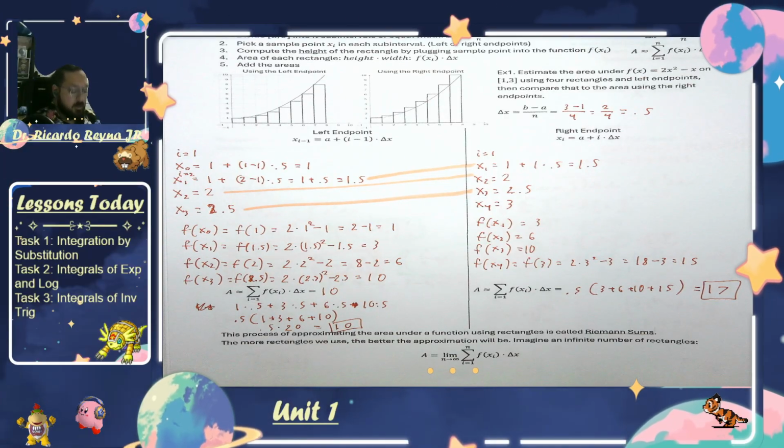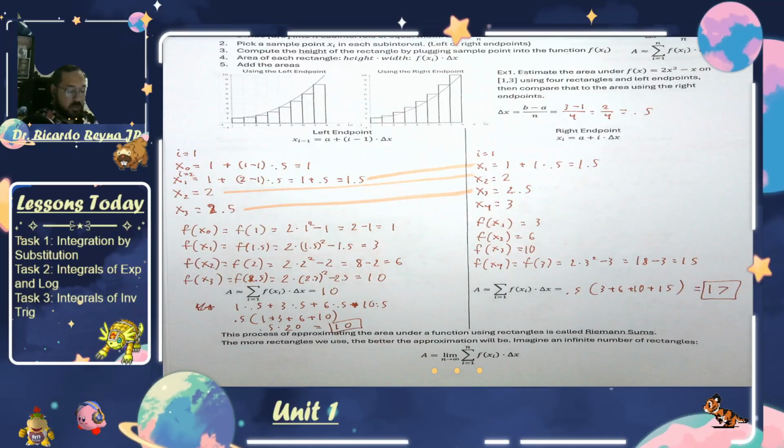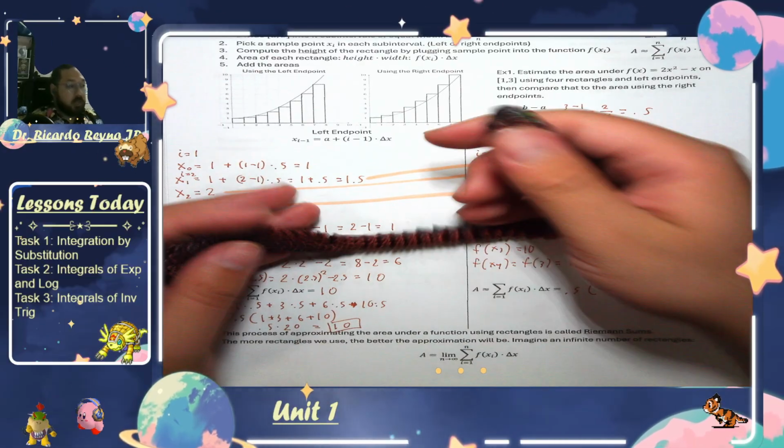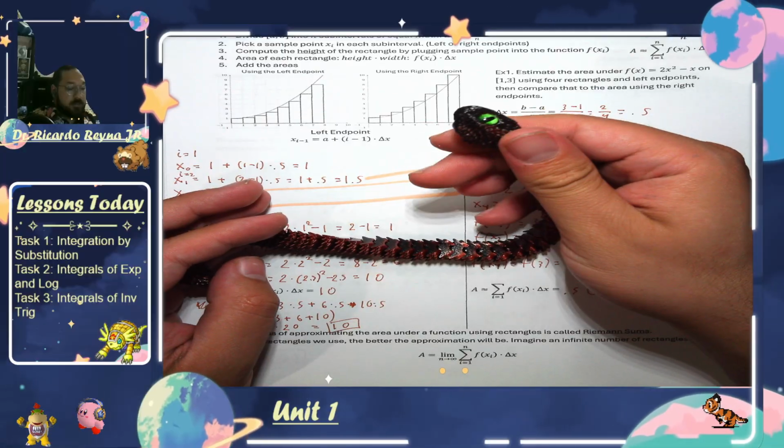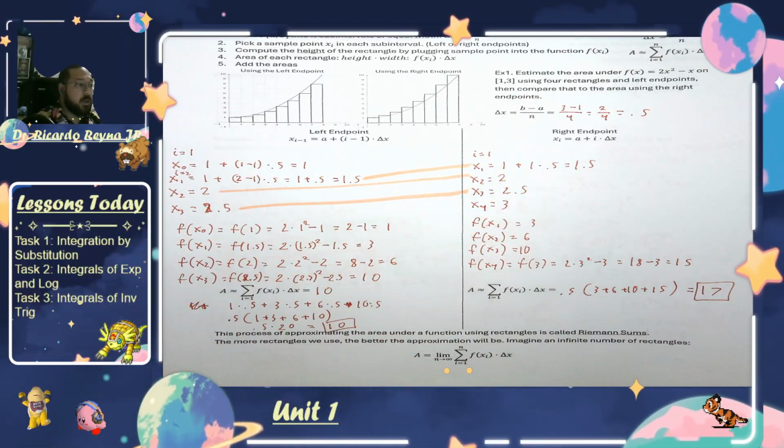Real quick, random. But I've been playing with this fidget. It's kind of scary looking. Look at the snake. And it has glass eyes. That's it.